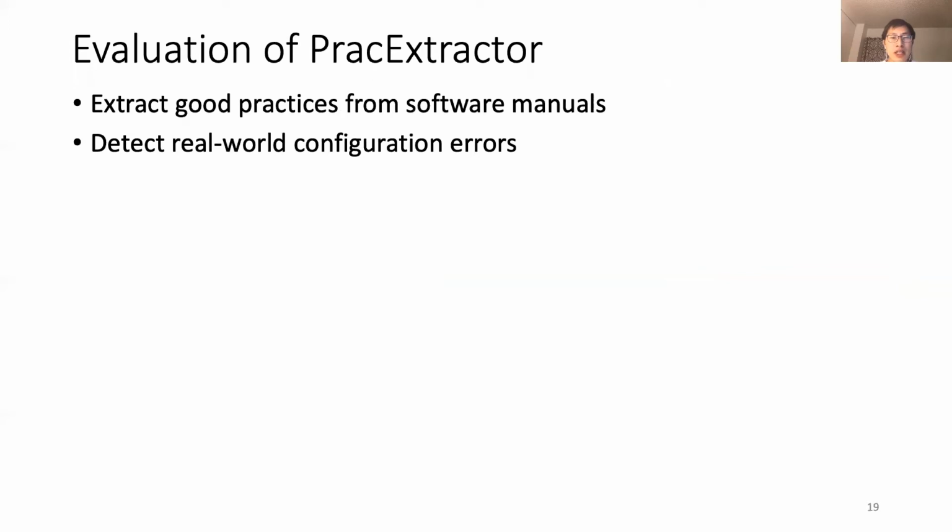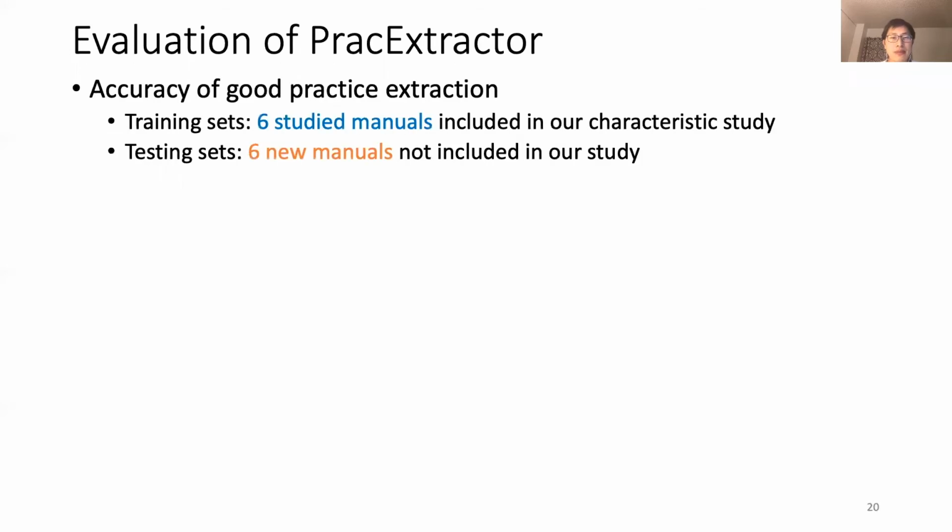We evaluate PracExtractor with 2 sets of experiments. First, we use PracExtractor to extract good practices from software manuals to evaluate the extraction accuracy. Second, we use the extracted good practice specifications to detect real-world configuration errors. For the accuracy of extracting good practices, we use 6 studied manuals included in our characteristic study as a training set. We use another 6 new manuals not included in our study as a testing set.